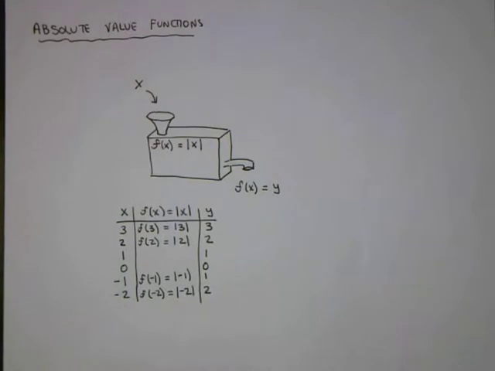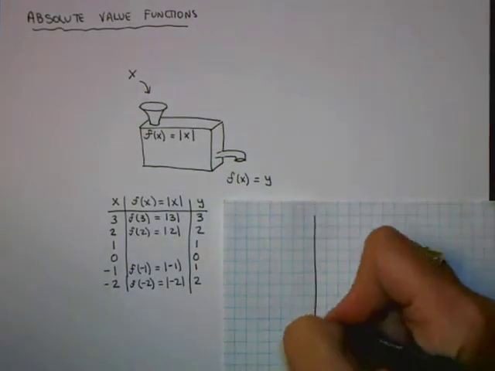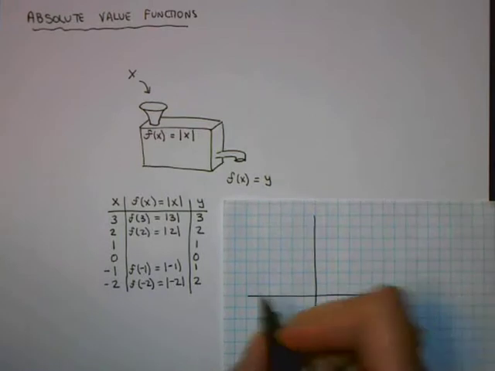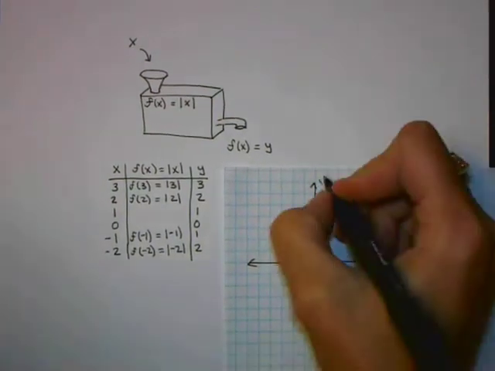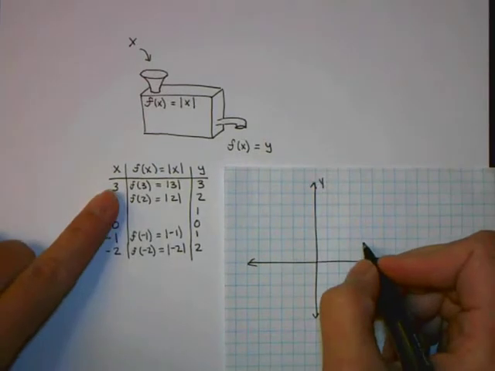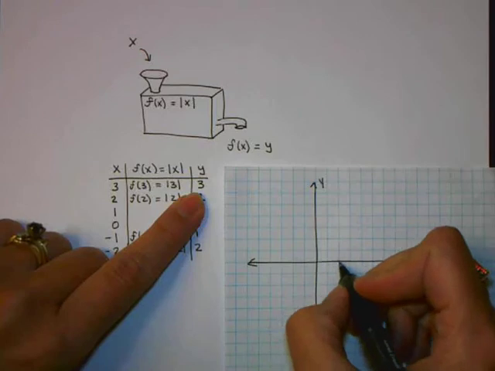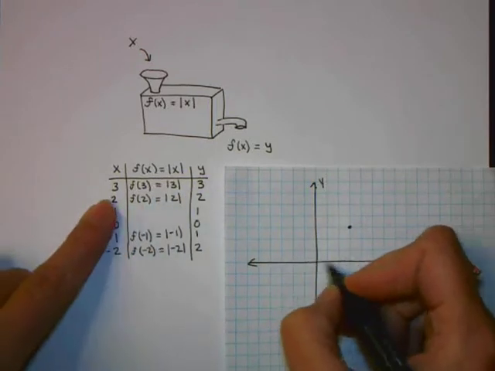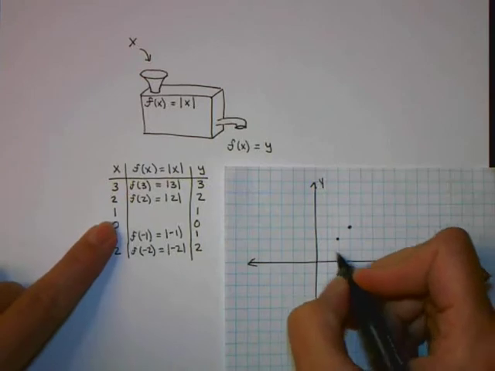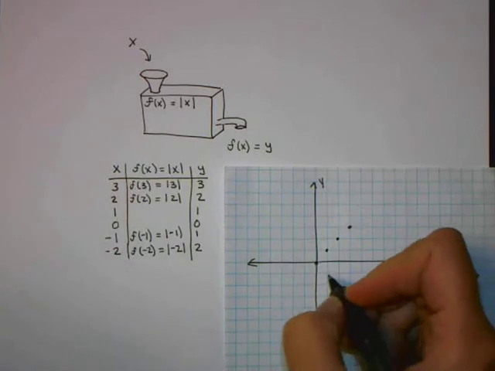What I can do now is I can take these combinations, these input-output pairs, and I can graph them. So we'll make for ourselves an x-axis and a y-axis. Notice that when x is 3, y is 3. So the point 3, 3 is on our graph. 1, 2, 3. So this point here. When x is 2, y is 2. When x is 1, y is 1. When x is 0, y is 0.